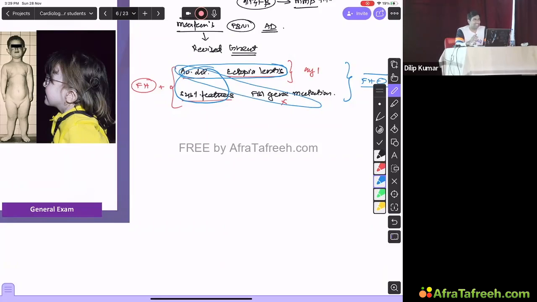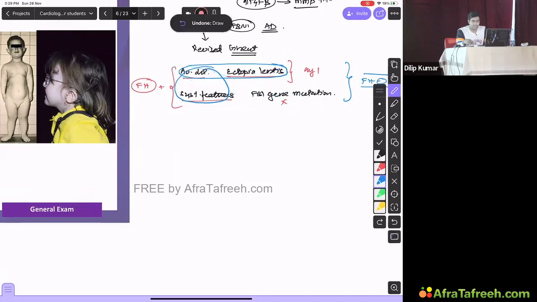One more addition that they have made in the recent revision, this was the original Ghent criteria. One more addition in the revised Ghent criteria is, even if you have ectopia lentis along with fibrillin 1 gene mutation, you can make a diagnosis. That's the addition they have made. Apart from that, in the original Ghent criteria, what they said is, aortic root dilatation plus any one of ectopia lentis or systemic features or fibrillin 1 gene mutation is enough. But in the latest revision, they have added that in some patients, you can have ectopia lentis alone without any of the other features. So even with ectopia lentis and fibrillin 1 gene mutation, you can make a diagnosis of Marfan syndrome.